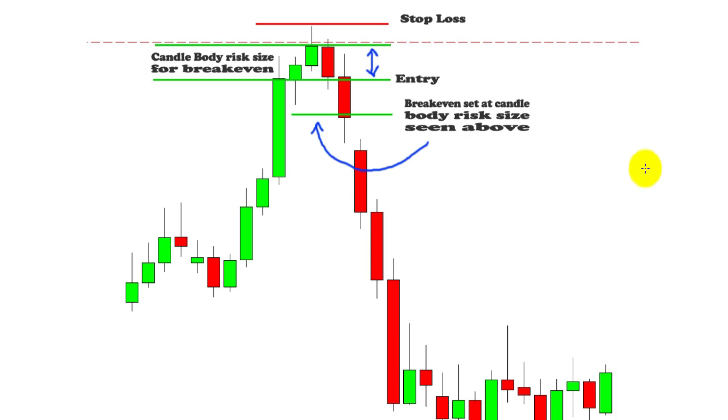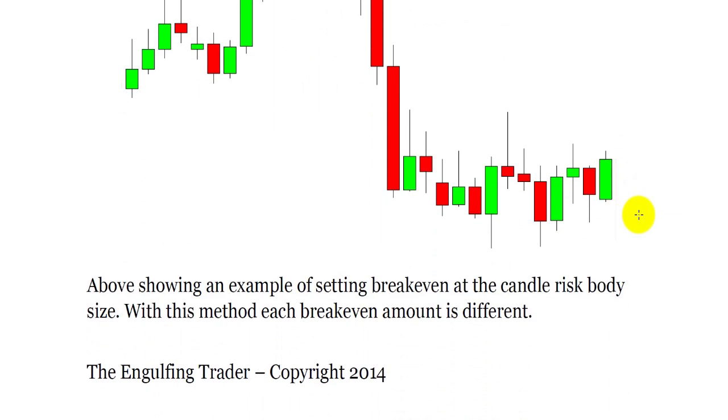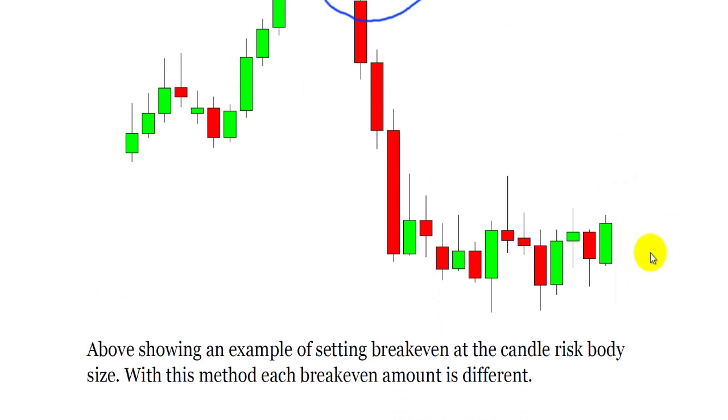Okay, so this is a stop loss in a down move, and this is the candle body risk size for break even. So this is just an estimate, and then look below. That's where you set break even on your two trades. Okay, and I'll go over the reason of why two trades in a moment. So break even is set with the body risk size on both the trades. Okay, above shown is an example of setting break even at the candle risk body size.